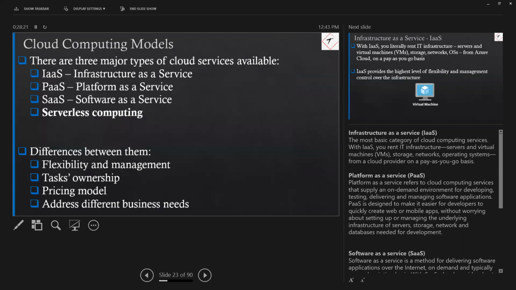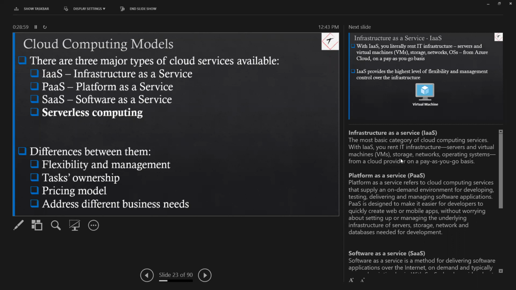So moving on, we look at what are the different computing models. So one is infrastructure as a service. Then you have platform as a service, and you have software as a service, and you also have something called serverless computing. So what are the key differences between them? It is the flexibility and management. Where do you want the ownership of the tasks to be? What is the pricing model of these things? And how you can use these services to address your different business needs.